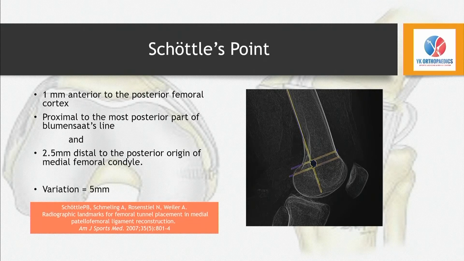So you need to draw a line along the posterior cortex of the femur, and the point is located 1 millimeter anterior to that line, 2.5 millimeter distal to the posterior origin of the medial femoral condyle, and 2.5 millimeter proximal to the most posterior point of the Blumensaat line. Still very confusing, right? But this is where I want you to pay attention.